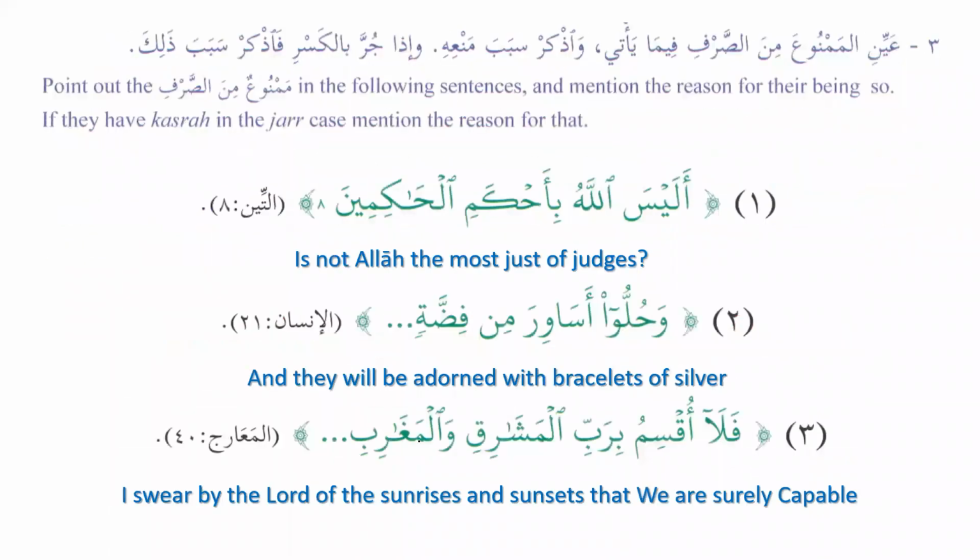Okay. One more exercise, inshallah, and then we will complete our lesson. Ayyan al-mamnu'a min as-sarfi fi ma ya'ti. Now we have to point out mamnu' min as-sarf in the following sentences. وَاذْكُرْ سَبَبَ مَنْعِهِ, and then we have to mention the reason why it is mamnu' min as-sarf. وَإِذَا جُرَّ بِالْكَسْرِ, and if it is majroor with kasra, فَاذْكُرْ سَبَبَ ذَلِكَ, then we have to mention the reason of that as well.